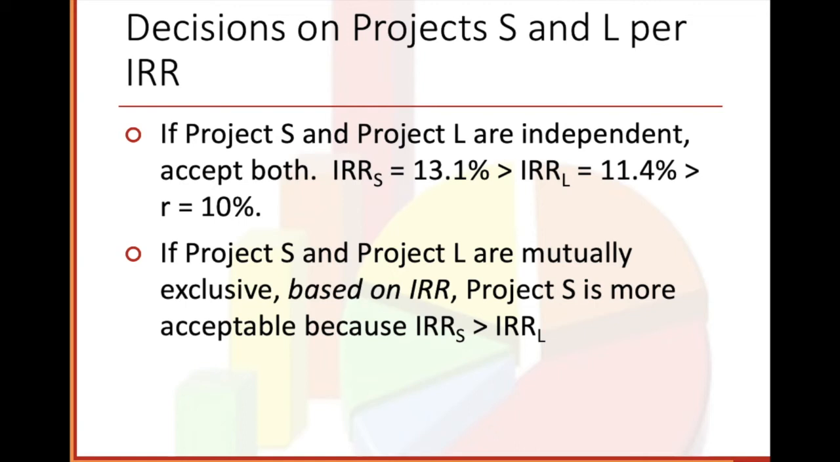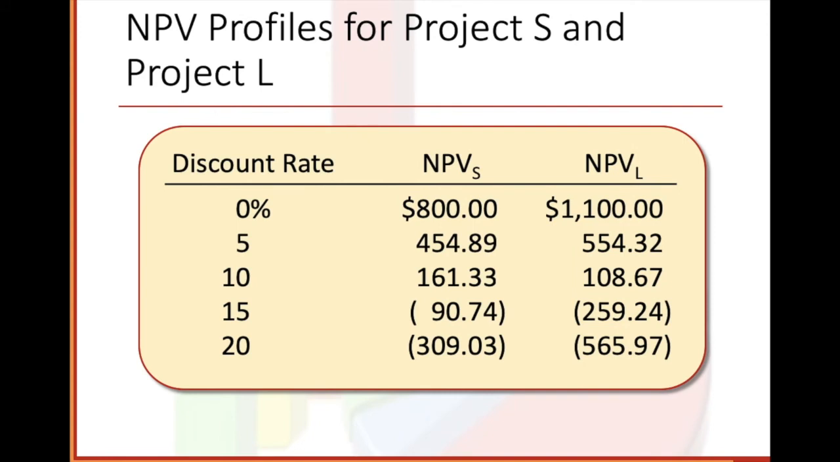So IRR of S equals 13.1%, greater than IRR of L at 11.4%. R equals 10%. If project S and L are mutually exclusive, based on IRR, project S is more acceptable because IRR of S is greater than IRR of L. Net present value profiles for project S and project L. So here they are, 800, 454, so on and so forth, and then here it is for L. Take a look at those. Discount rate is over on the left-hand side there.